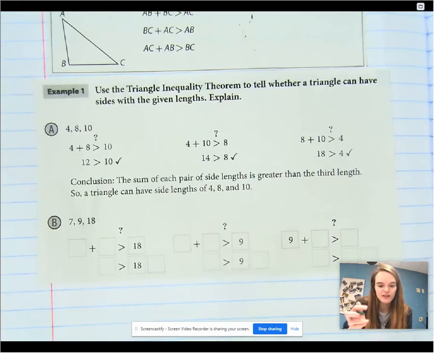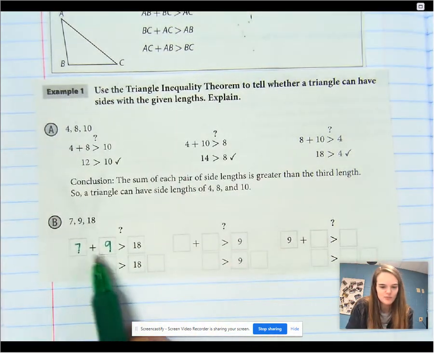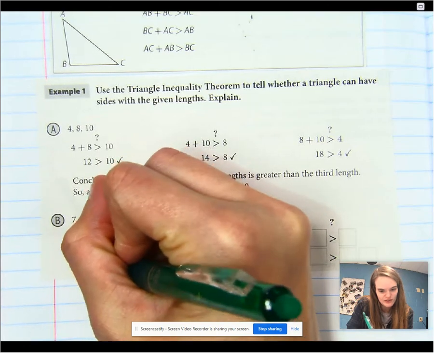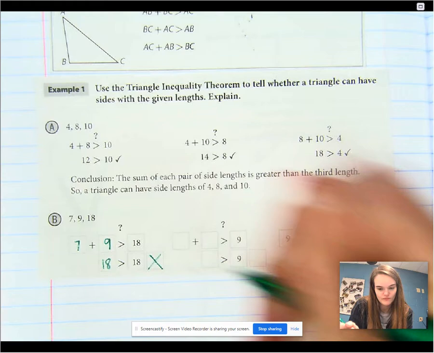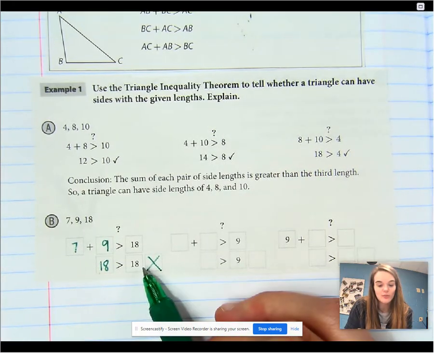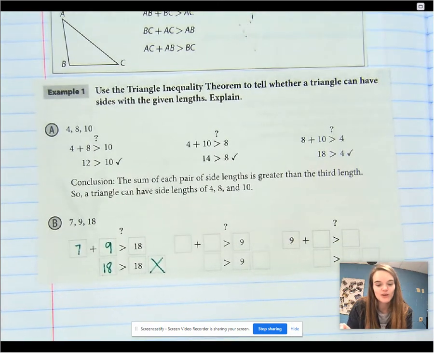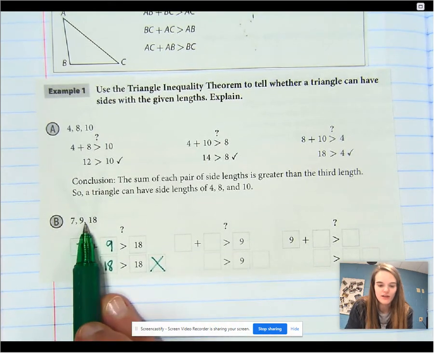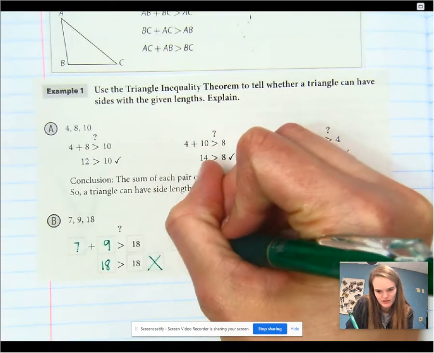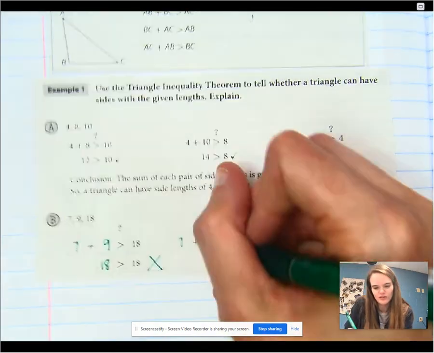Okay? So we're going to try the next one. 7 and 9. 7 plus 9 is 18. Is 18 greater than 18? No. I could stop right here because one of them is not greater. Now I'm going to go through and show you the rest of them, but I don't have to. The second you have one of them that's wrong, you're done. All right, 9. 7 plus 18 is 25.